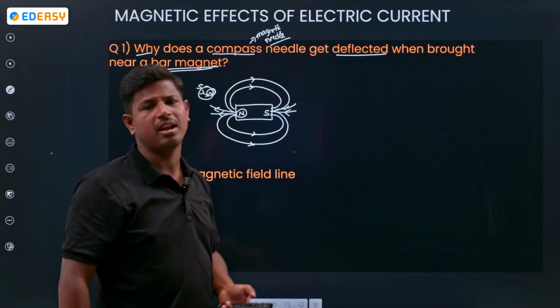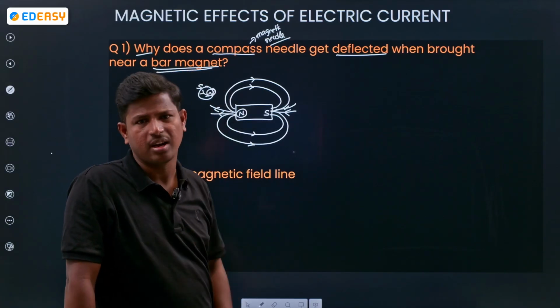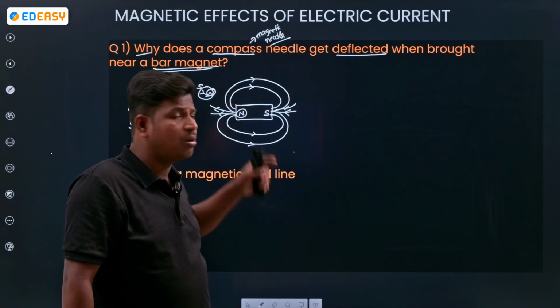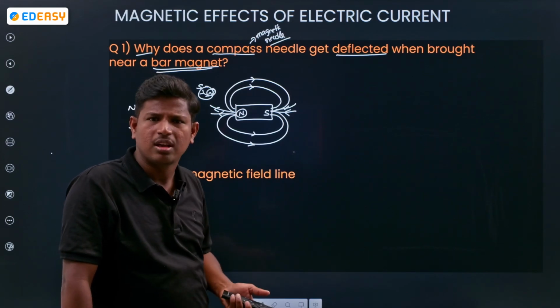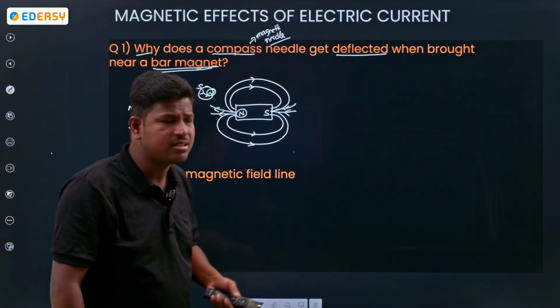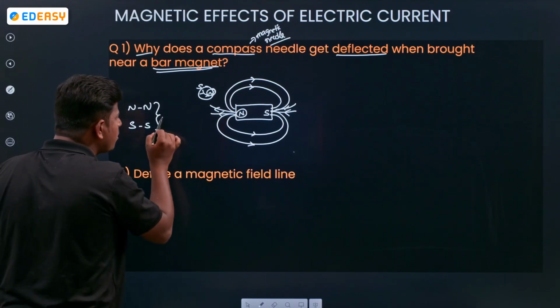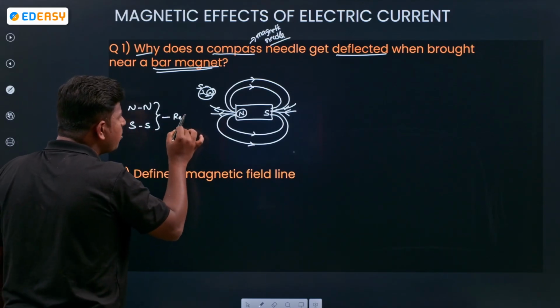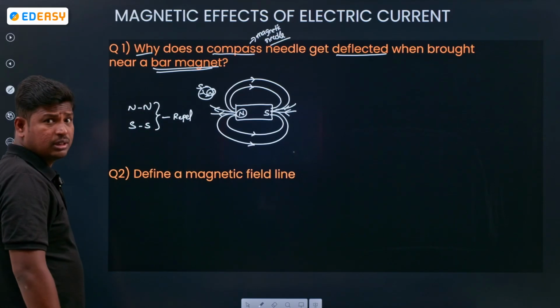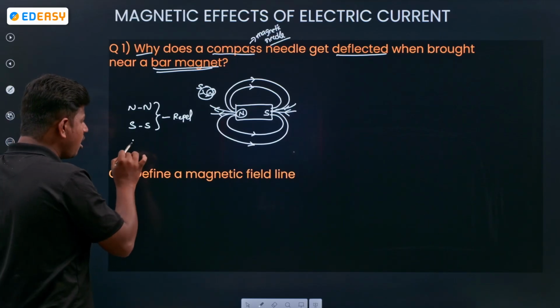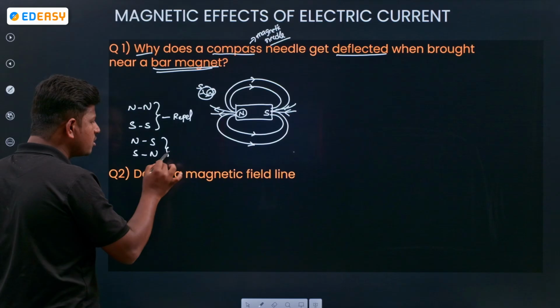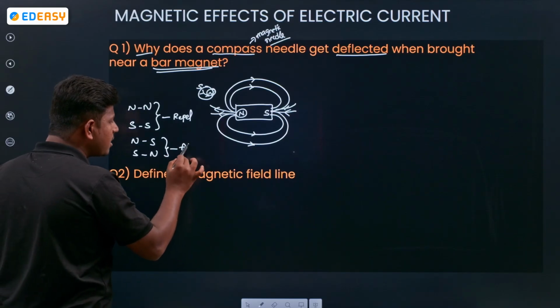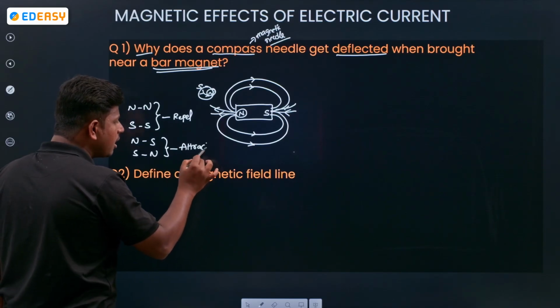The other magnet's north pole also has the same behavior, right? How does the south pole of the bar magnet work? The other magnet's south pole is also the same. The behavior is the same, then how will the force be? Repel each other. I'm taking opposite, north-south, south-north. How will the force be this time? Attract each other.